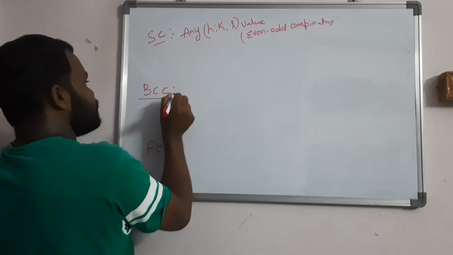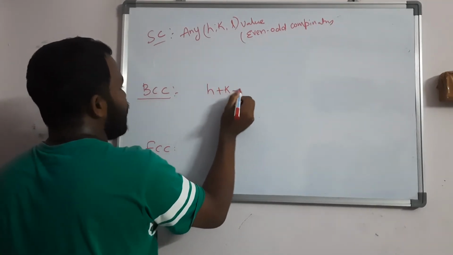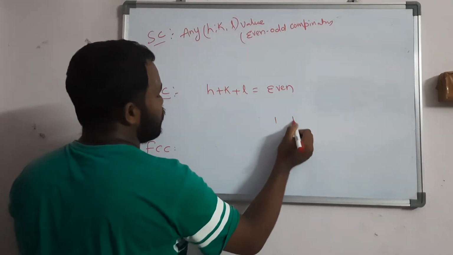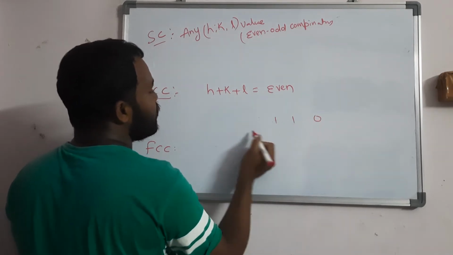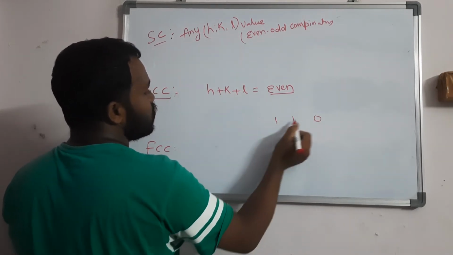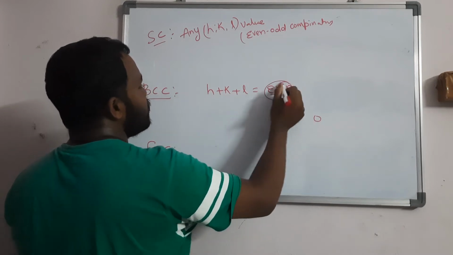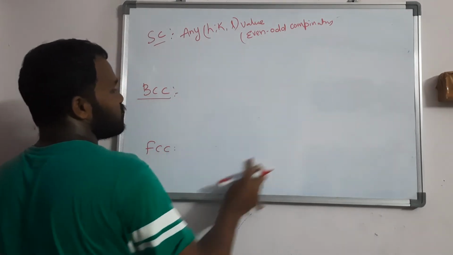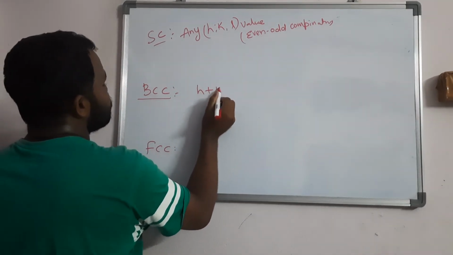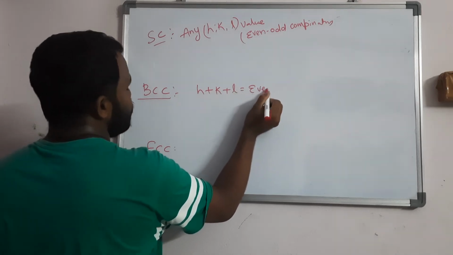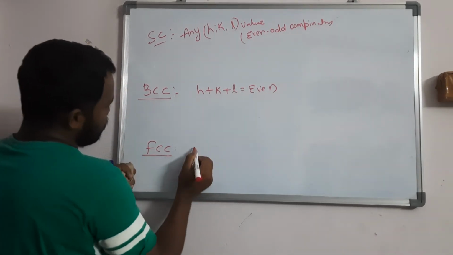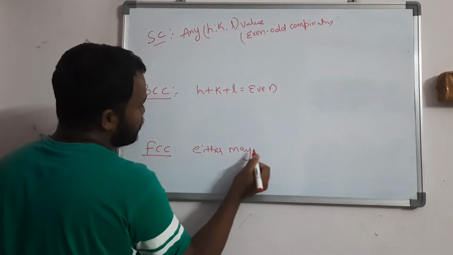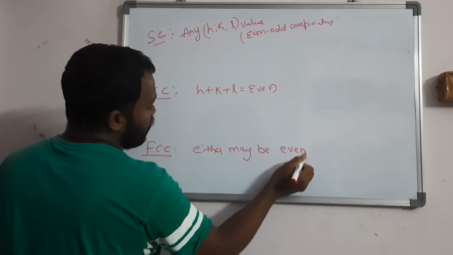For the BCC case, the h plus k plus l value must be an even number. If you take some plane, for example 1, 1, 0, the sum should be an even number. 1 plus 1 is 2, 2 plus 0 is 2, so you will get an even number. So h plus k plus l must be an even number. For FCC, the hkl value may be even or odd.